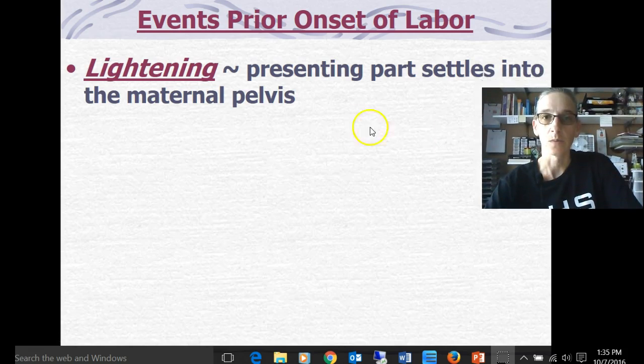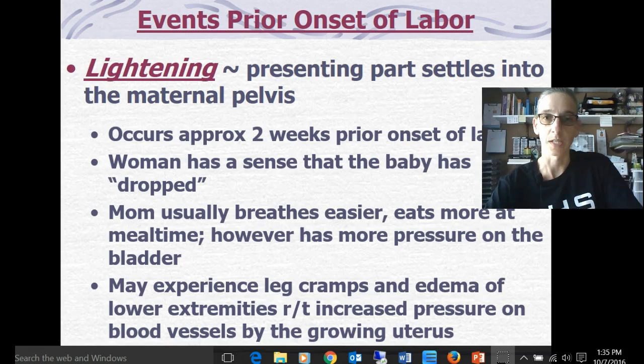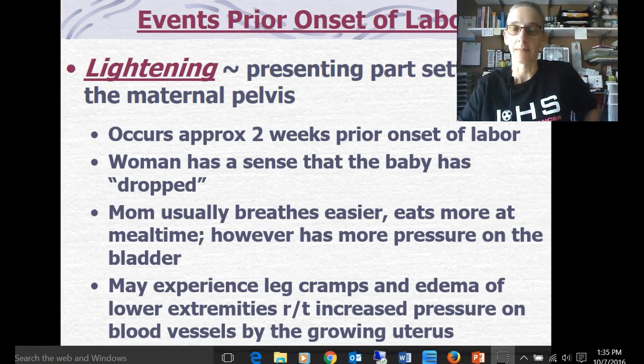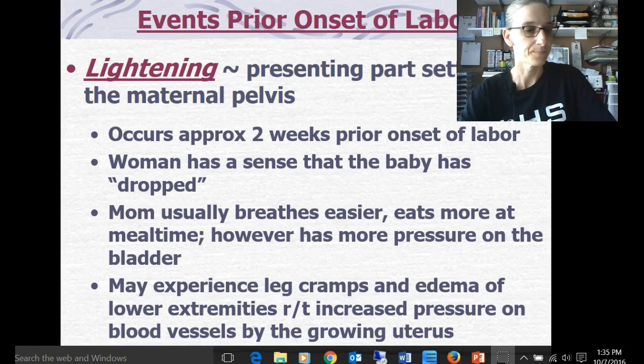Lightning is when the presenting part settles into the maternal pelvis. It occurs approximately 2 weeks prior to the onset of labor. The woman has a sense that the baby has dropped. Hopefully it's the head that is the presenting part. The mom usually breathes a little bit easier at this point and eats more at mealtime. However, there's more pressure on her bladder because now the baby, instead of being so high up, has dropped down, puts more pressure on the bladder, but allows more expansion of the diaphragm and the stomach and allows her to breathe easier.